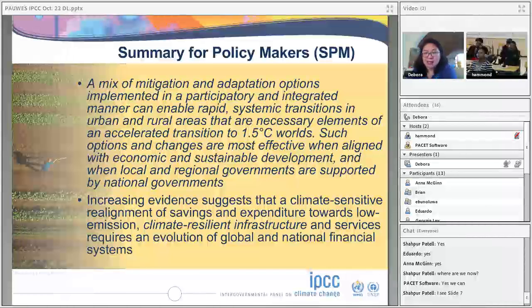And again, remembering that to achieve 1.5 C mitigation, that is emissions reductions alone is not enough. That adaptation needs to be considered, including for the different mitigation options.